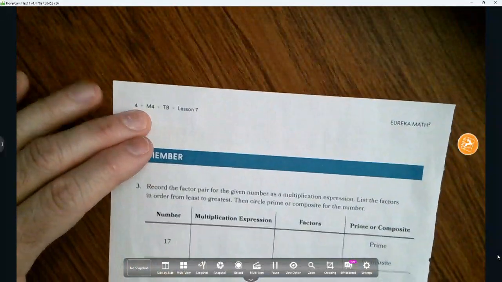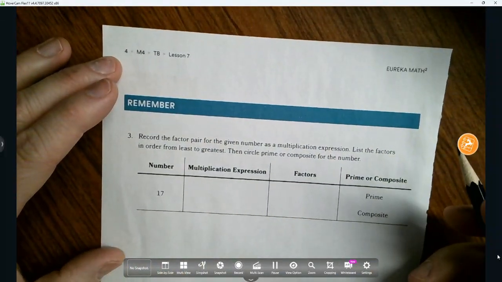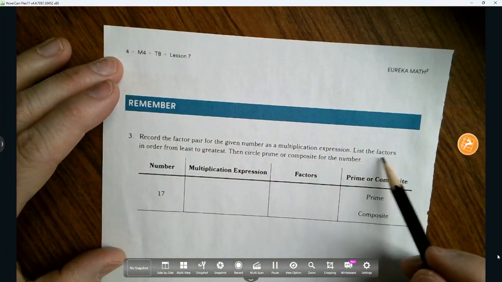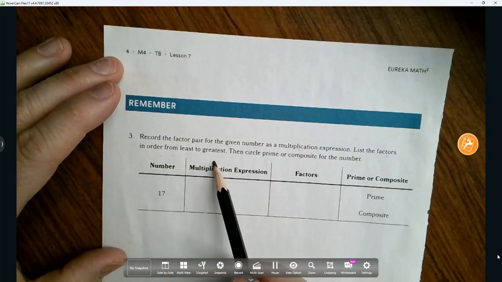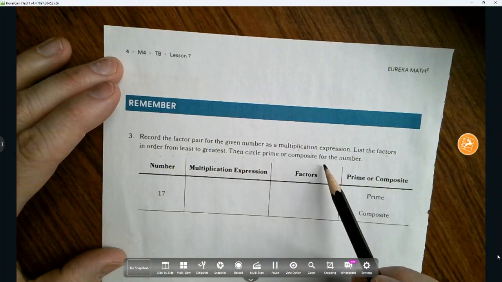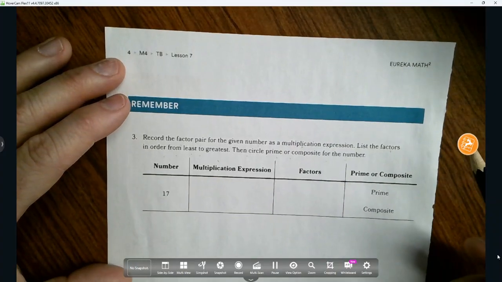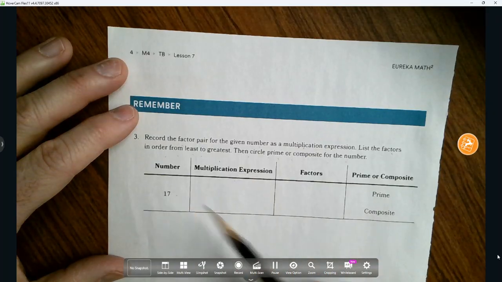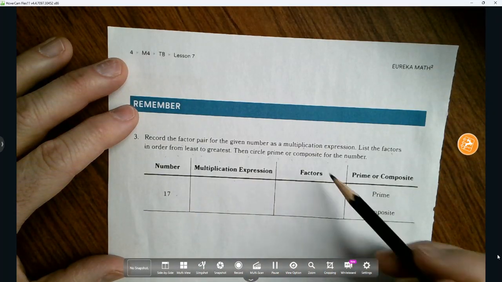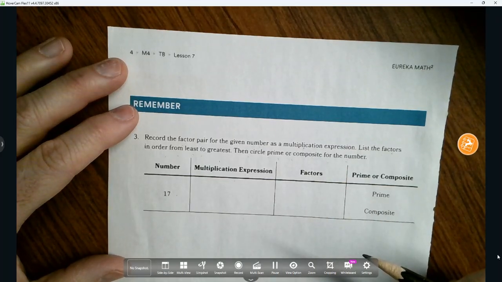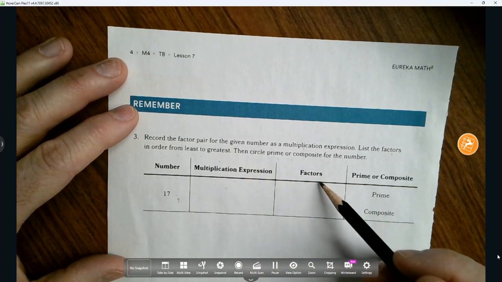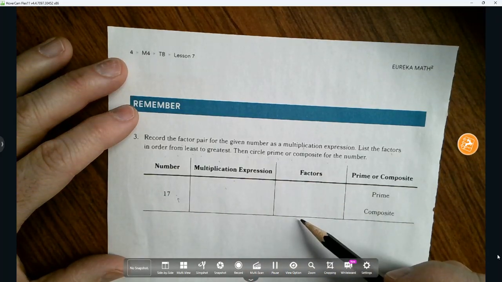All right, let's flip over to page 46. See what we got back there? It says, record the factor pair for the given number as a multiplication expression. List the factors in order from least to greatest. Then circle prime or composite for the numbers. Okay? Multiplication expression. Show me how you can get to 17. Factors. What are the factors of 17? So right here is what do you multiply to get to 17? Over here are what are the numbers that you can use to multiply.